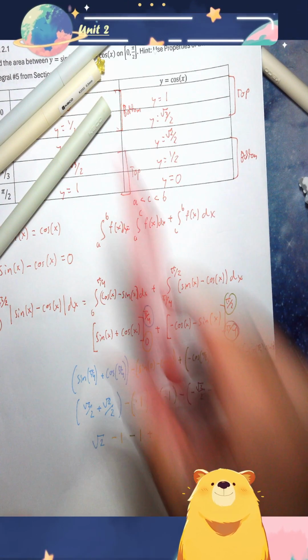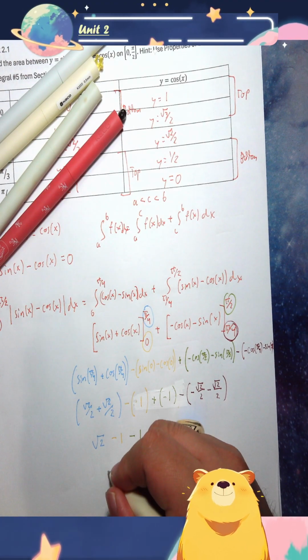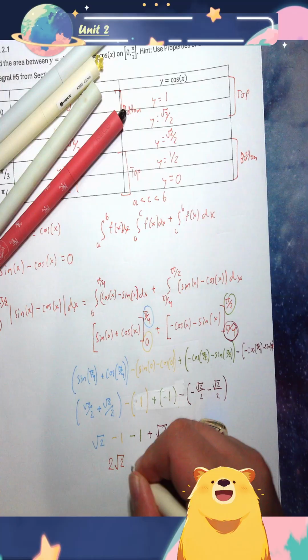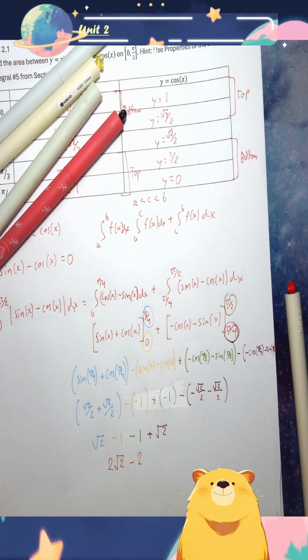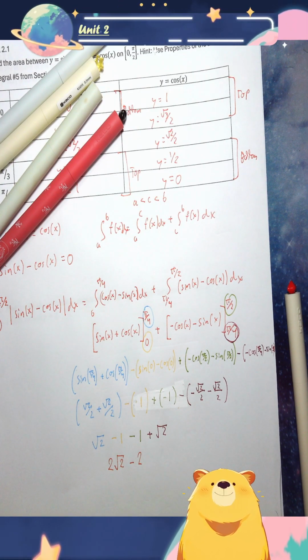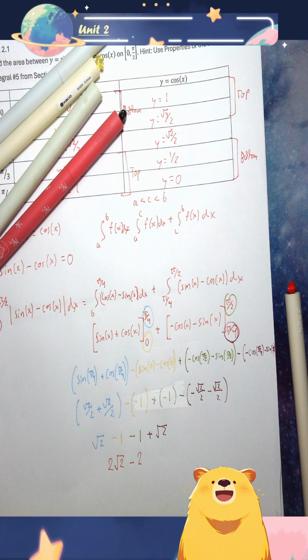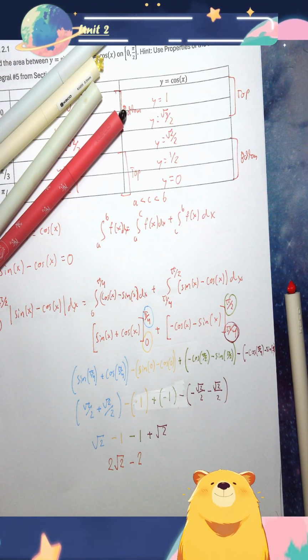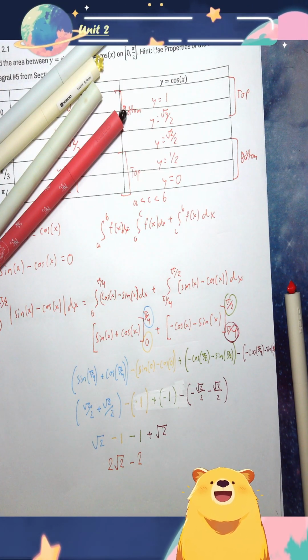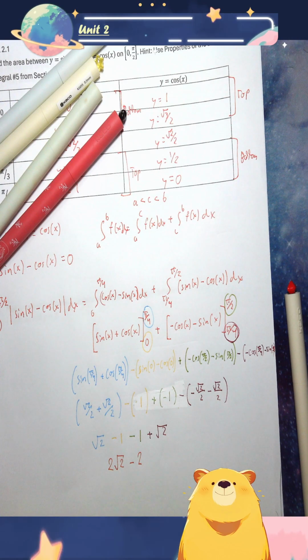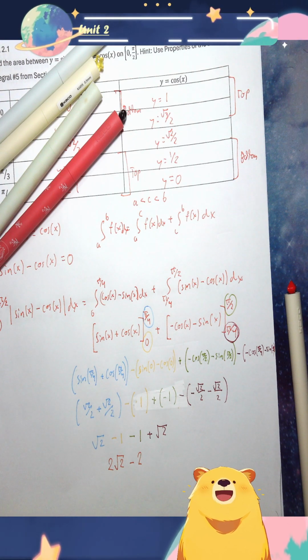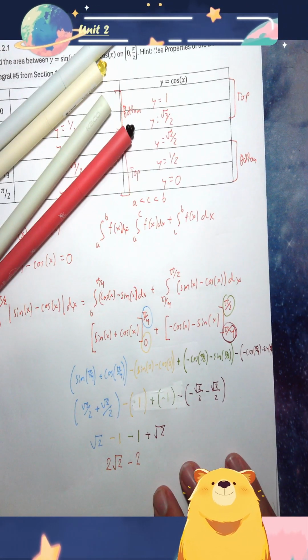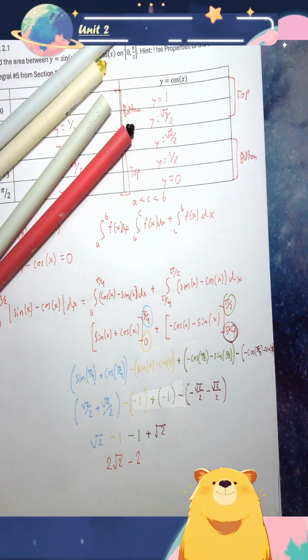So then, our final answer comes out to the form, we have 2 square root of 2 minus 2, which I believe is a positive area, but just to be safe, I'm going to type that into a calculator. Yeah, for sure we get a positive area. Okay. All right. And that is going to be it. Let me just double check my work.